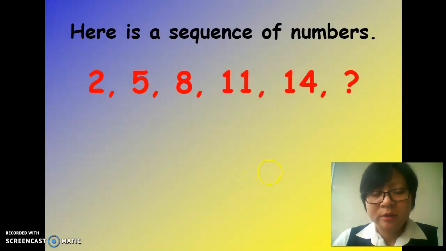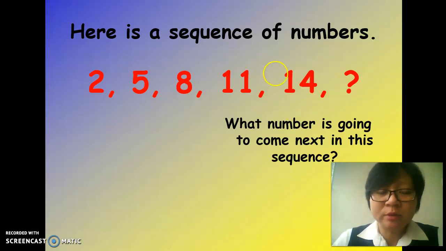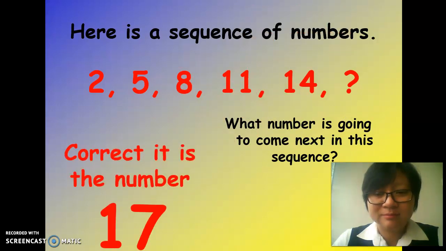Next, this is an example of an arithmetic sequence. I put the numbers in ascending order, and I'm using comma to separate each number. So sequence is a list of numbers. Start from the leftmost number, 2. And then 5, 8, 11, 14. What number is going to come next in this sequence? Can you guess? It is the number 17.